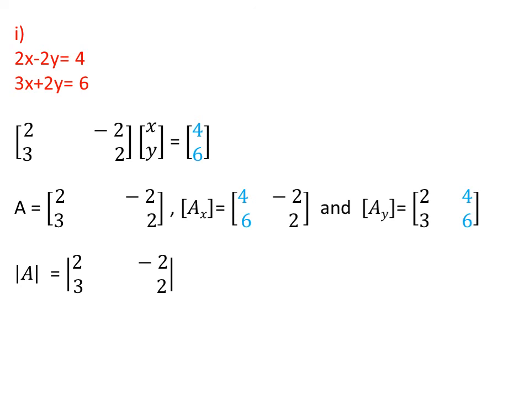For this we write the elements of matrix A in determinant form and multiply the elements at the diagonal places, which will give us 2 multiply 2. Then we will apply minus sign and in the last we will multiply other two terms which are minus 2 and 3. By solving these terms we can write 4 plus 6 which is equal to 10. So the determinant of matrix A is equal to 10.